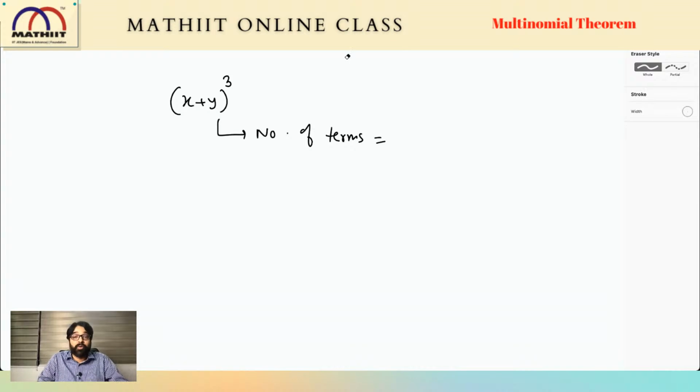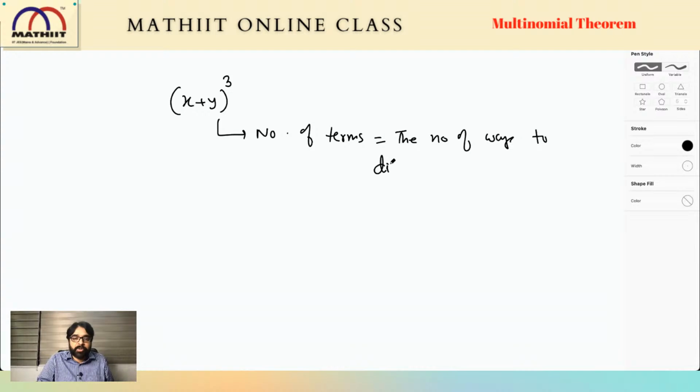You will say, yes sir, we know, 4 terms. Everybody knows the x plus y whole cube formula has 4 terms. But how are these 4 terms coming? Think. Actually, the number of terms means the number of ways to distribute 3 objects into 2 people whose names are x and y. Yes or no? In how many ways can you distribute 3 objects into 2 people? In the last class we studied the formula.